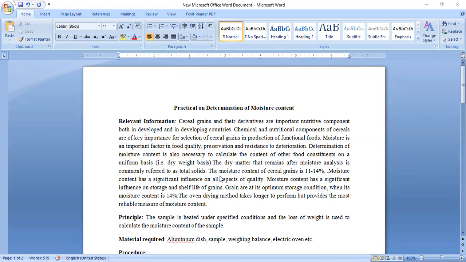Today we will learn about the practical, that is determination of moisture content from a food sample. Also we will learn about the determination of ash content of the given food sample.